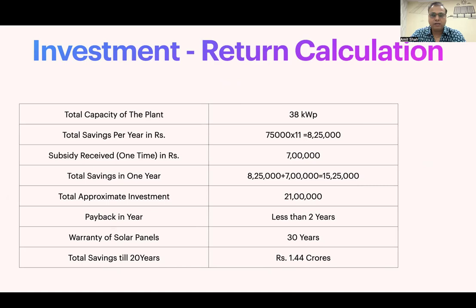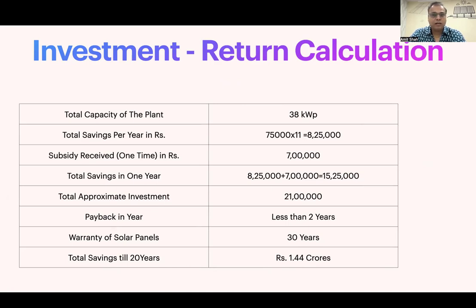Subsidy they have already received is 6 lakhs 91,000. I have considered a round figure, which is 7 lakhs. So total savings in a year is 8 lakh 25,000 plus 7 lakhs, which gives you 15 lakhs 25,000. So in the first year itself, the society has saved 15 lakhs 25,000. The total investment made by the society was 21 lakhs. So from 21 lakhs, within a year the society has received 15 lakhs rupees.